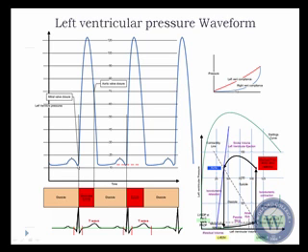Again, if you're measuring the preload point, it would be right here. It would be right after the mitral valve is closed, at which point the filling pressures are at their greatest, because that's the greatest volume in the ventricle, which is the left ventricular end diastolic volume. In this case, it's the left ventricular end diastolic pressure.